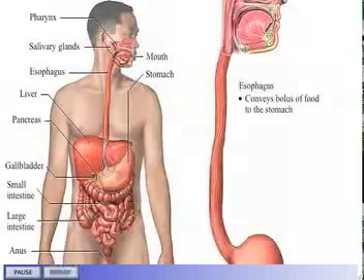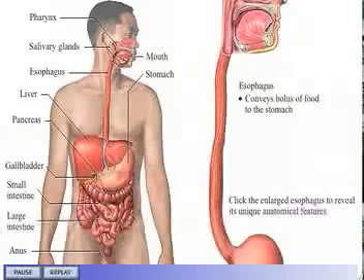The esophagus has no digestive or absorptive functions. It is simply a conduit that conveys food from the pharynx to the stomach. The esophagus passes through the diaphragm at the esophageal hiatus. Click the enlarged esophagus to observe its unique anatomical features.